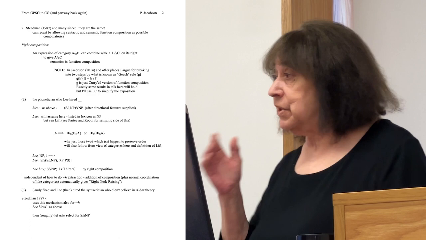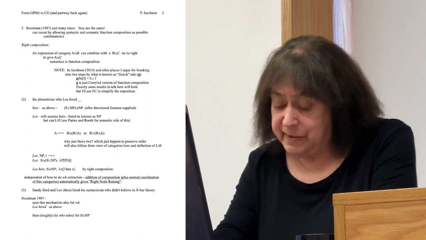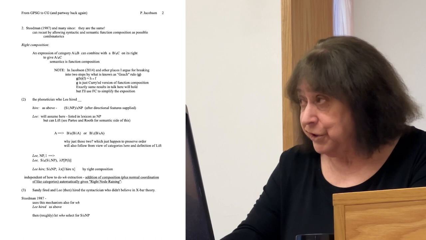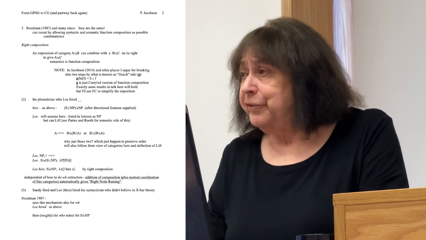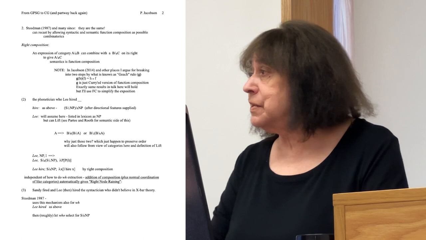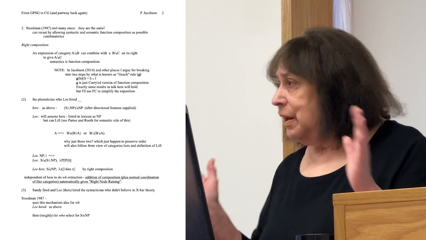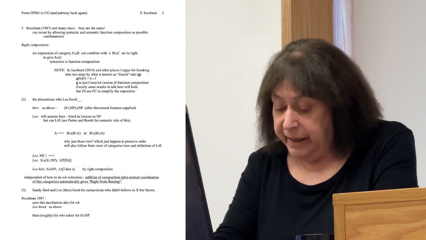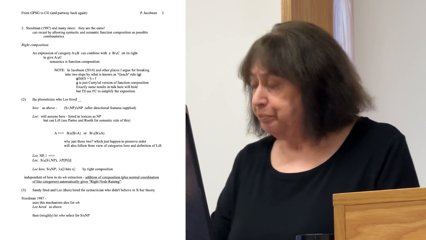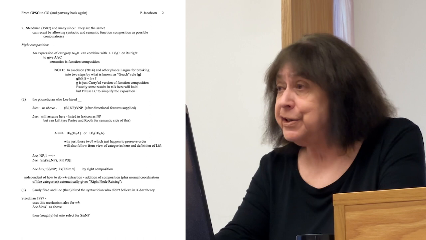So the basic idea is that I need to say one other thing. If we have something like the phonetician who Lee hired, I want to look at just the Lee hired part. I'm assuming that Lee can type lift from a noun phrase to something that wants to take a verb phrase to its right to give a sentence. The allowable so-called type lifts that we have will also follow from this particular view of syntactic categories. Haiku version, take my word for it. But the point is that Lee can have this fancy category which wants a VP to its right. A VP is something that wants an NP to its left. And that can function compose with hire to give Lee hired as a unit, as a constituent.